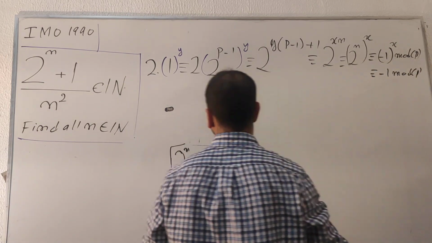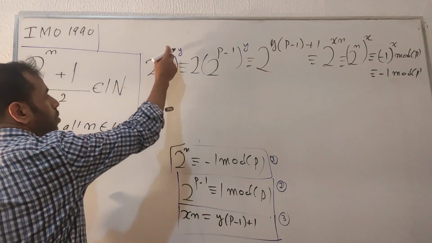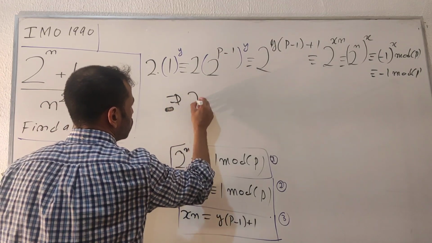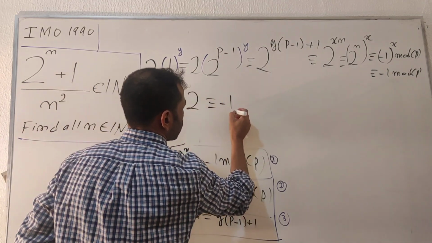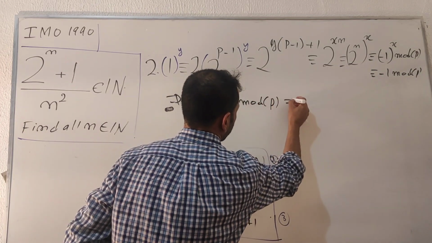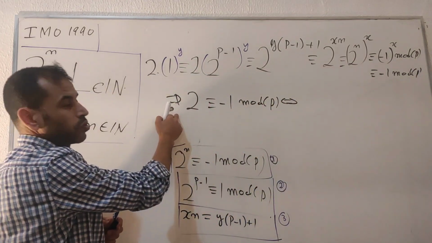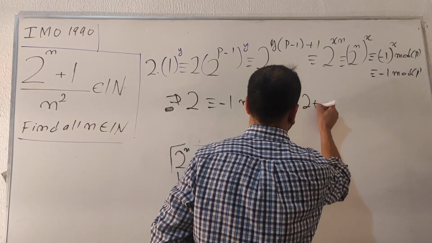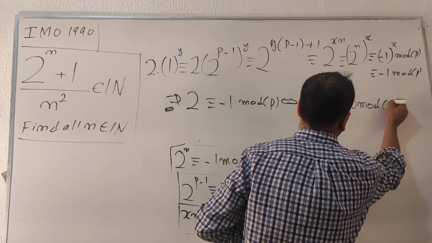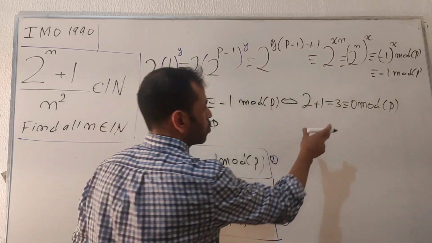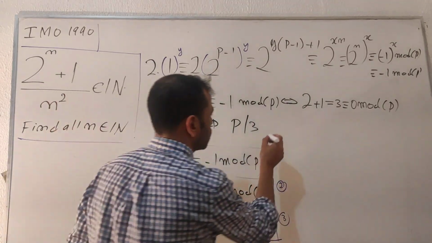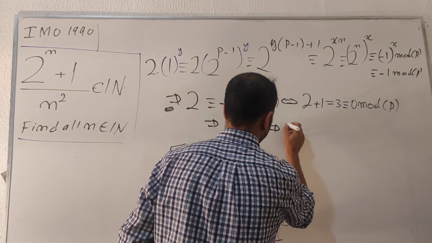Okay, also 2 to the Y times P minus 1 cancels out to 1, so I get here 2 is congruent to minus 1 mod P. In other words, by taking minus 1 to the left, I get 2 plus 1, which equals 3, is congruent to 0 mod P. Okay, this is telling us P divides 3. Since P is a prime, this means P equals 3.